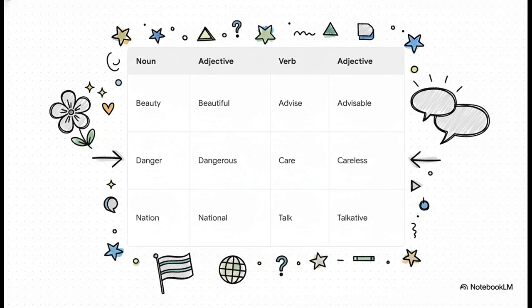Now, here's a little tip for your exam. If you see a word like national, try to find its root word. What is the noun here? That's right, it's nation. Understanding this connection is great for grammar, and it also really helps you build your vocabulary.